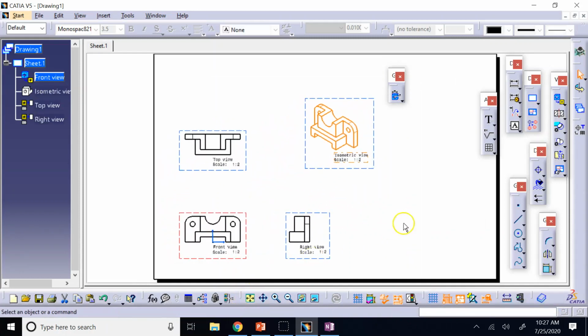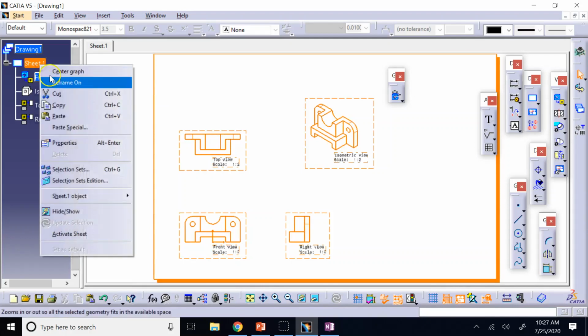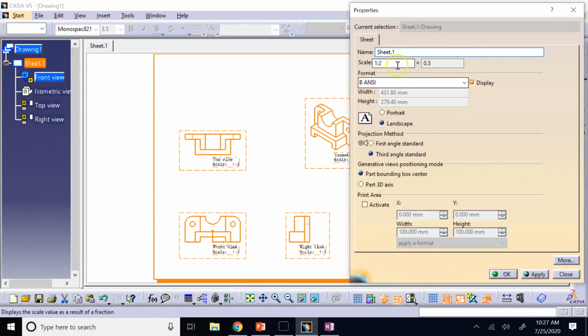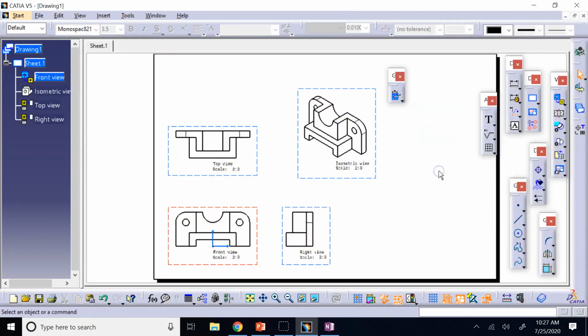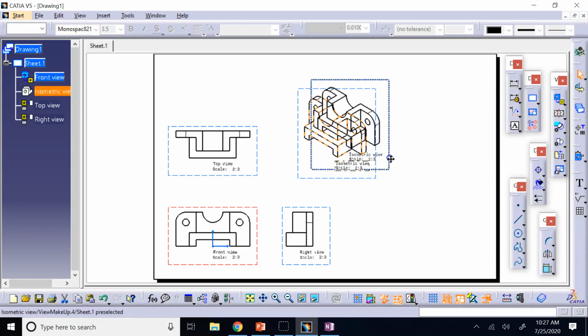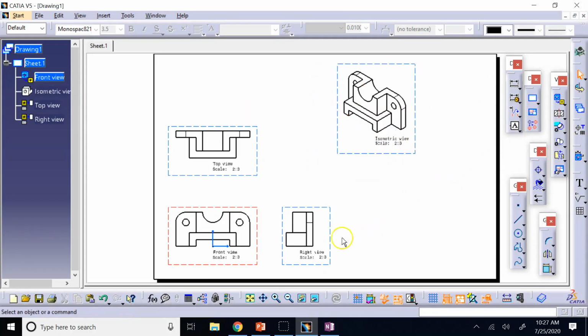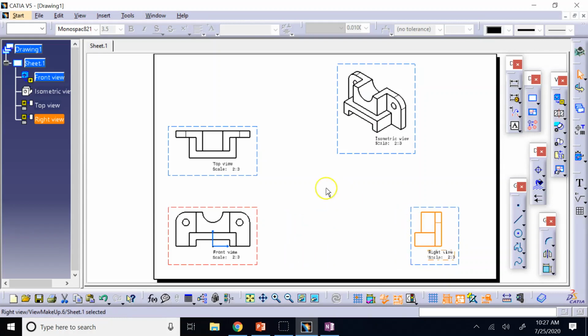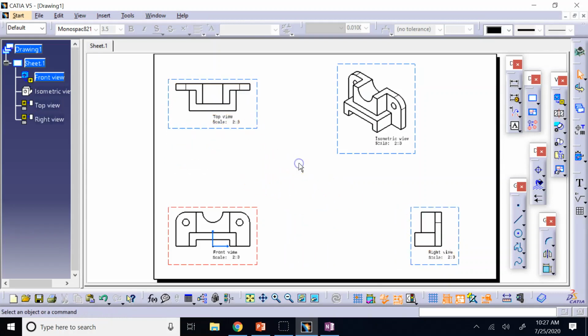I can probably make them a little bigger too. Maybe they are too small, but maybe I make them 2:3. That is a little better. So now these are my views, and now I want to cut one of these views. Let's say first I want to cut the front view with the symmetry plane.